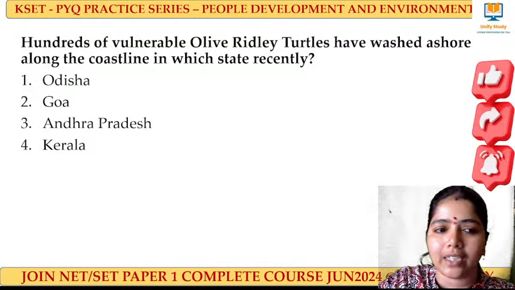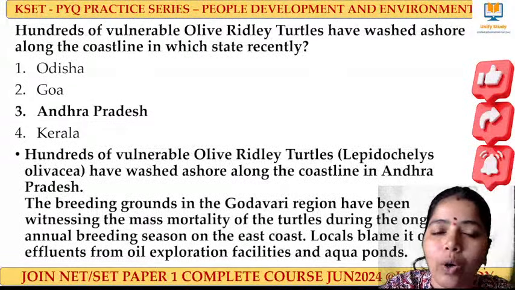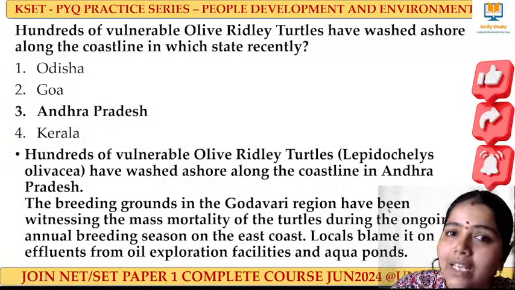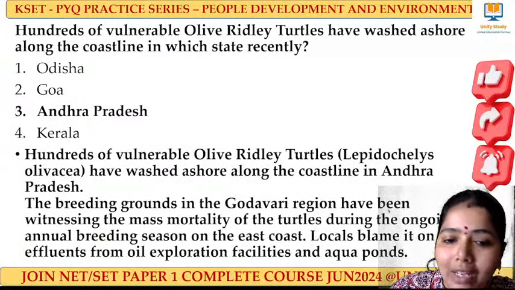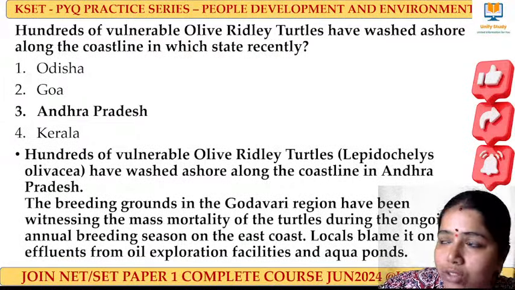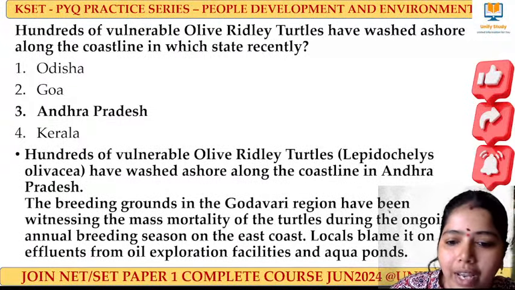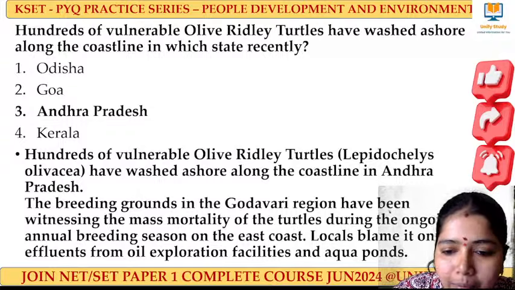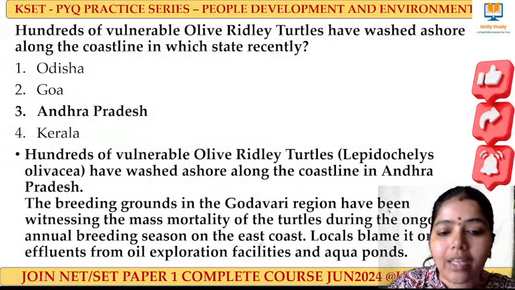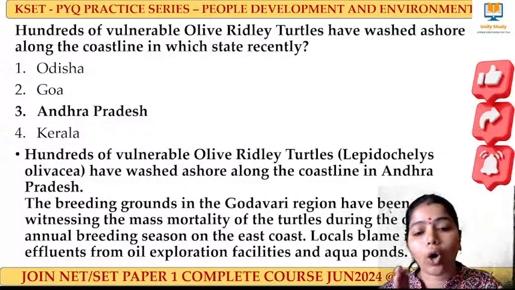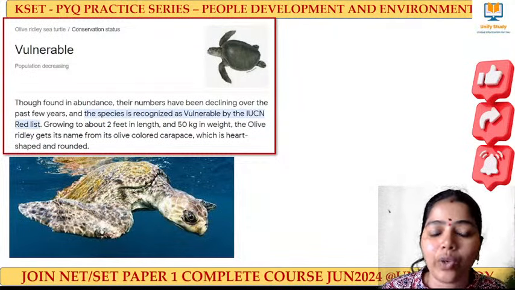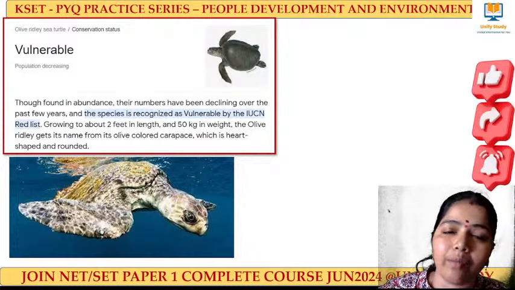We'll be helping you. Yes, the right answer for this question is Andhra Pradesh. Okay, what are olive ridley turtles? These turtles we call a vulnerable species. We have many conventions and protocols regarding vulnerable species, and this particular turtle is called the olive ridley turtle, and it has washed up on the shore because of the oil exploration, right, from the local area. Locals blame it on the effluent from the oil exploration facilities and aqua ponds. Because of that, in the coastal line of Andhra Pradesh, many of these olive ridley turtles have died, right? And according to the WWF and IUCN, this turtle was called a vulnerable species.